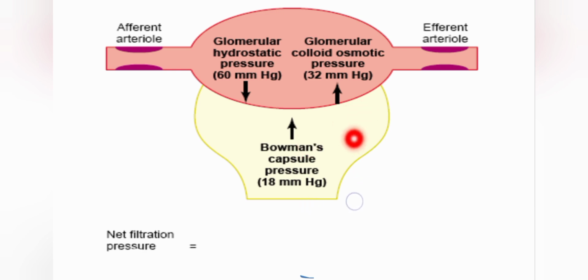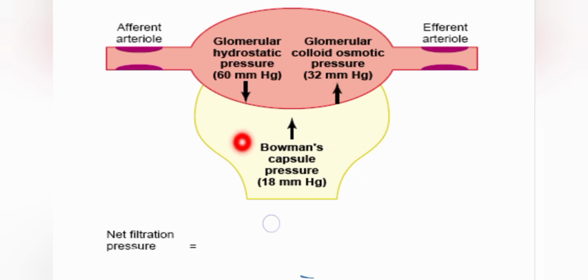Now the fourth force which you can think about should be the Bowman's capsule osmotic pressure. But why is it absent? Can you please tell me? Yes, it is absent because there are no proteins in the glomerular filtrate. So this fluid present here, the glomerular filtrate, is devoid of any blood cells and proteins, and because there are no proteins here, there is no osmotic force here.